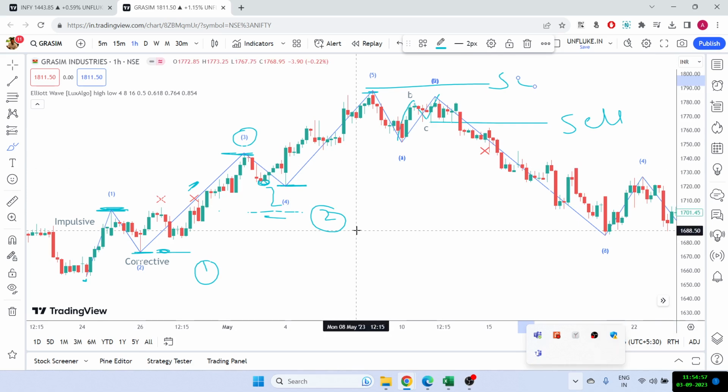It's a little, I would say, discretionary to figure out what your 1 2 3 4 5 are. But if you're able to figure out the correct wave, then the risk to reward is extremely good in this strategy.